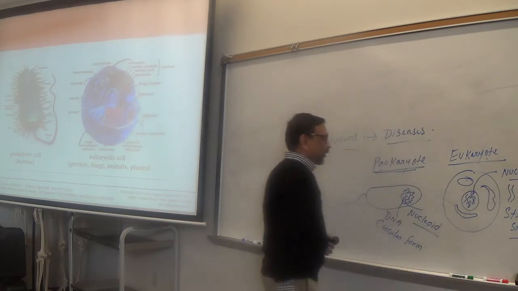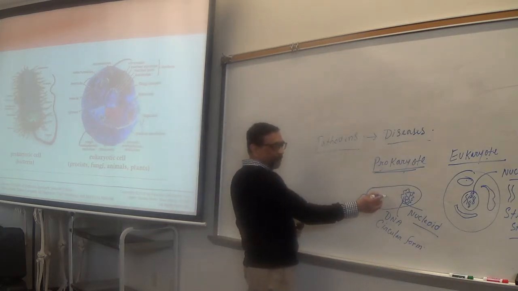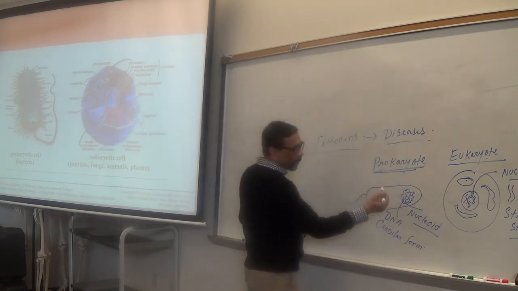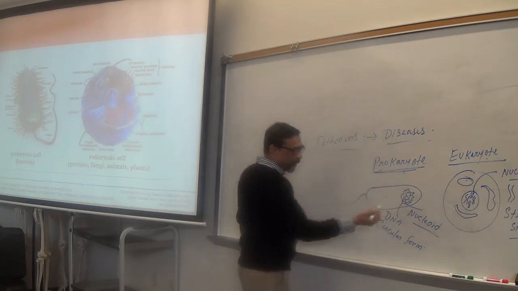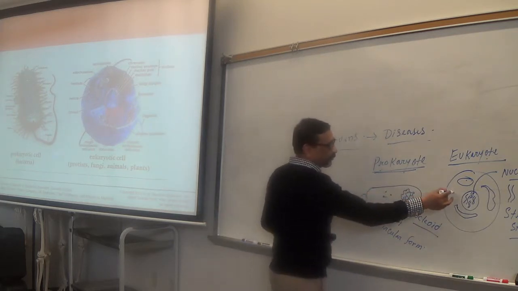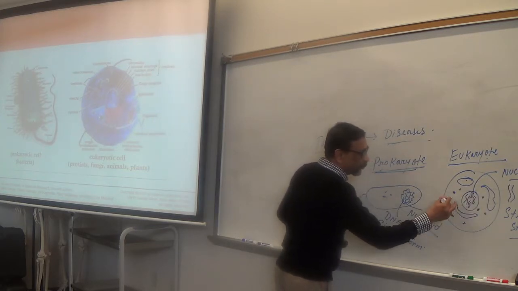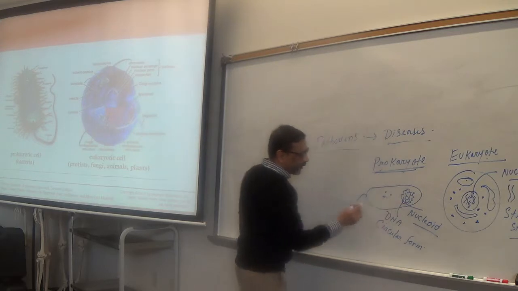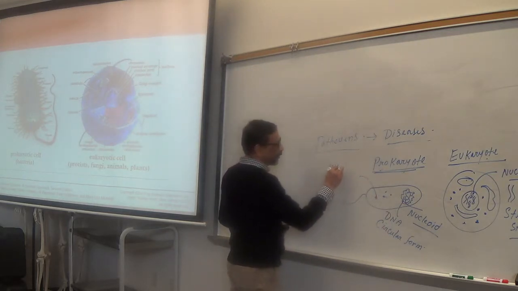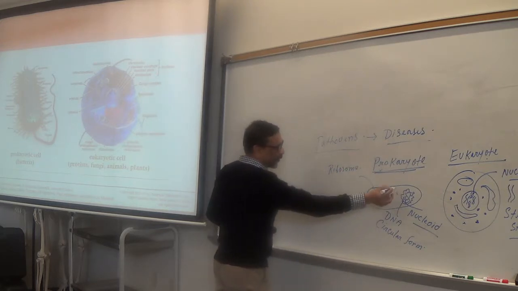Another thing is many important organelles are missing in prokaryotes. For example, no mitochondria, no Golgi apparatus, no endoplasmic reticulum, but ribosomes are present in both. These are ribosomes that produce protein, we know that. So these are ribosomes, present in the cytoplasm.